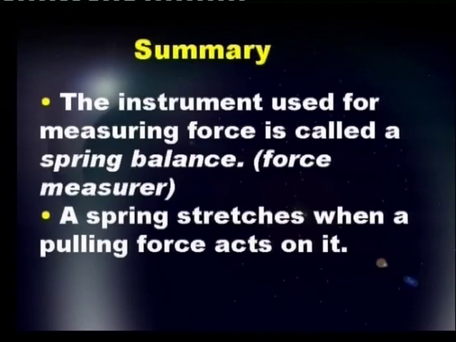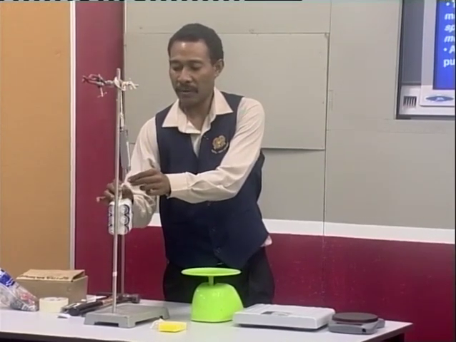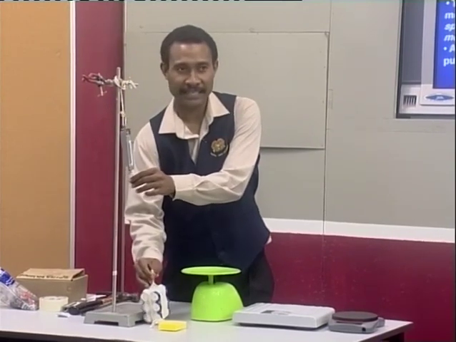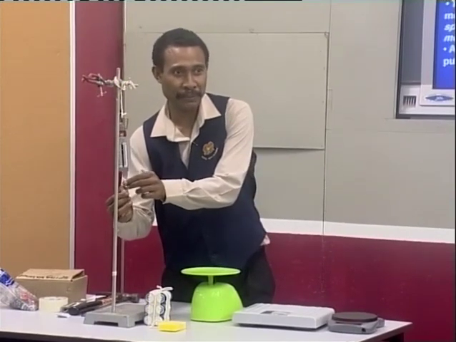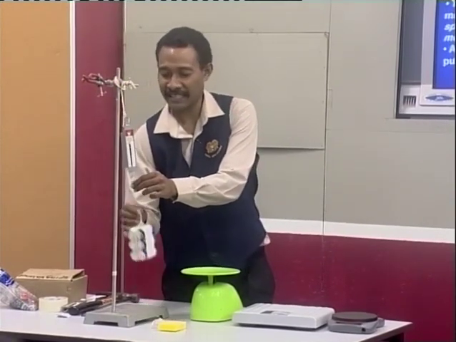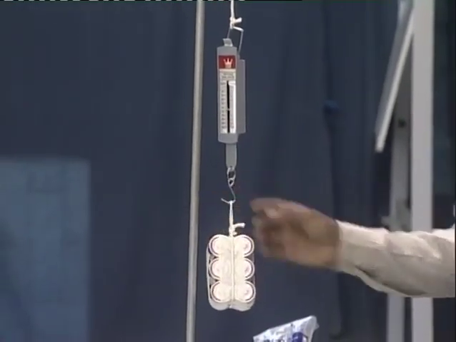There are other things that I forgot to inform you. We have been using a spring balance. In a spring balance, there are springs, and when we put these objects on, what actually happens? We pull the spring, right? So the force acting on it is pulling down the spring, right?